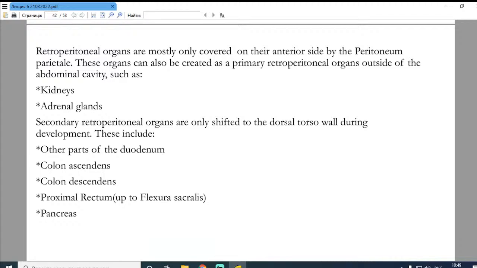Retroperitoneal organs are mostly only covered on their anterior side by the peritoneum parietale. These organs can also be created as the primary retroperitoneal organs outside of the abdominal cavity, such as the kidney and adrenal glands. Secondary retroperitoneal organs are only shifted to the dorsal wall during development. These include other parts of the duodenum, colon ascendens, colon descendens, proximal rectum, and pancreas.